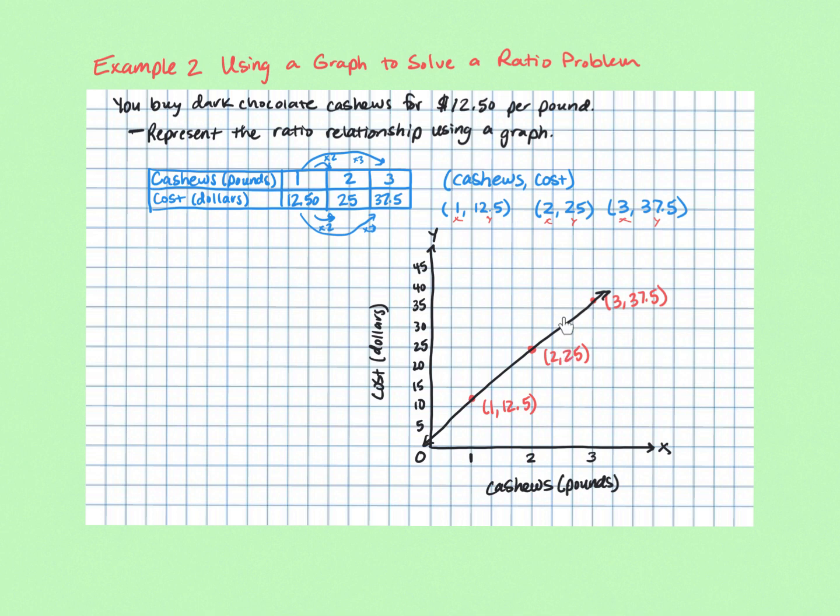Okay, so let me put my dot in here. It's about right there. And what that shows me is that we could probably say that 2.5 pounds of dark chocolate cashews cost $31 and about 25 cents. So that would be 31.25, because look, it's over my line of 30, but not too far. And if you actually put your graph out a little bit more, you could see that it stretches out more for you to see.